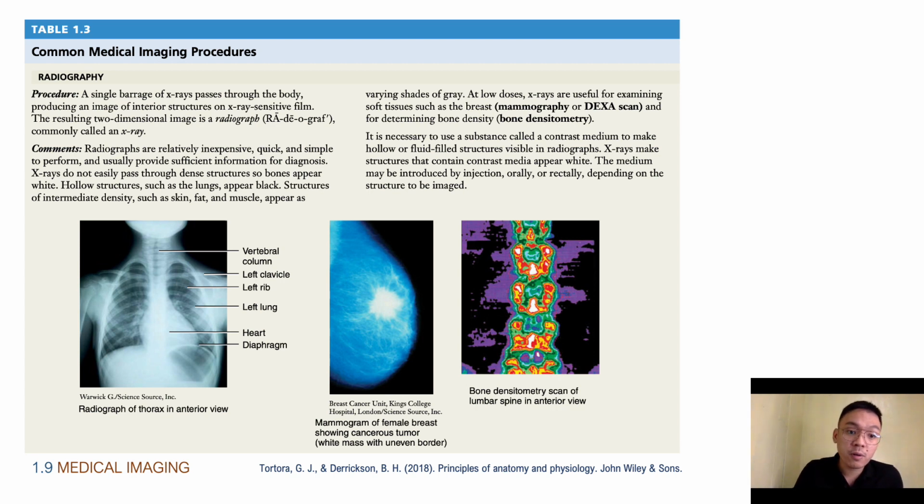Radiograph of your thorax in anterior view, a mammogram of a female breast showing a cancerous tumor. This is the white mass here, and it has uneven borders. And a bone densitometry scan of a lumbar spine in anterior view. Lumbar spine.